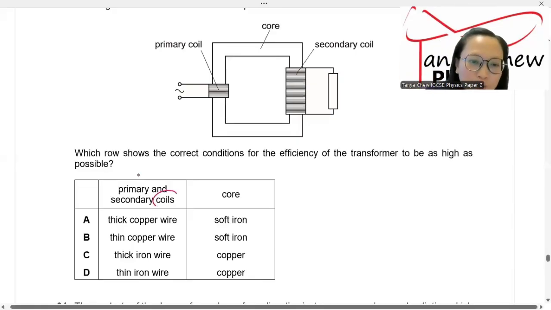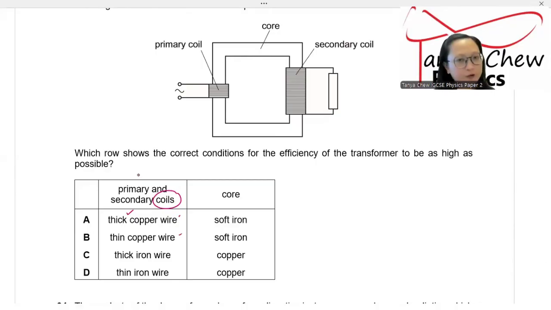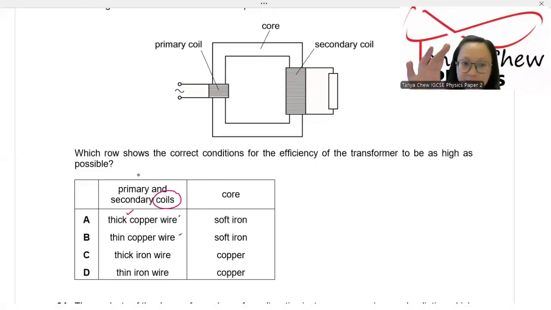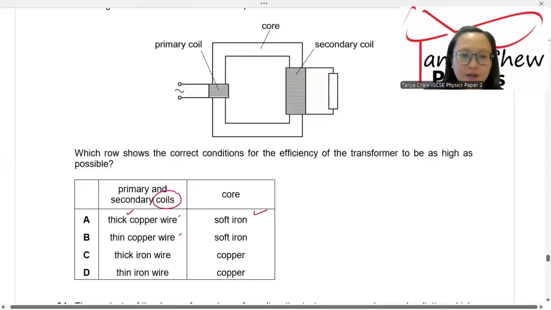This is about coils. Remember, we use copper wire, but we use a thick copper wire. Why do we use copper wire first? Let me explain. We use copper wire because copper itself is a very good conductor of electricity. It has a low resistance. And we use a thick copper wire because we want the resistance to be even lesser, less heat to be emitted from the transformer to increase the efficiency of the transformer. And the core must be made of soft iron core. So that is why A is the answer.